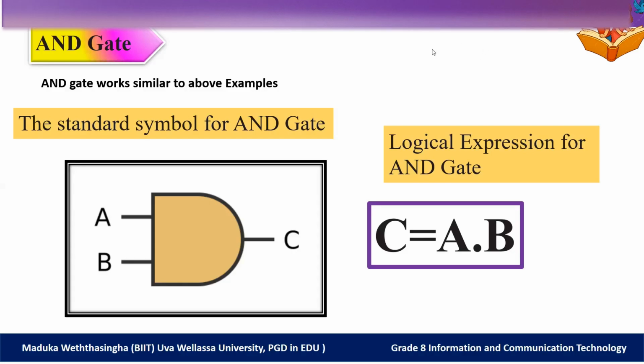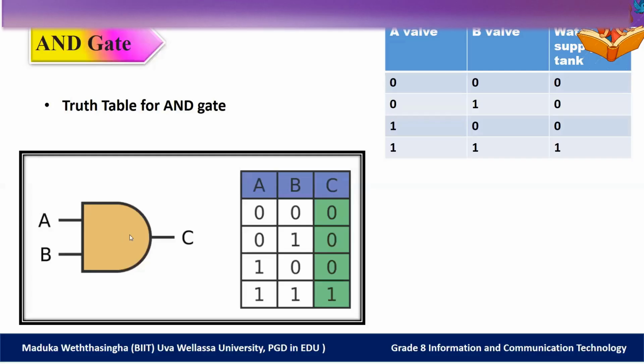Write down the logical expression and the standard symbol. Right? Truth table for the AND gate. A and B are the inputs. C is the output. So, there are two inputs. It means there are 4 instances. Now we can give some values for these 4 instances and we can check the output.